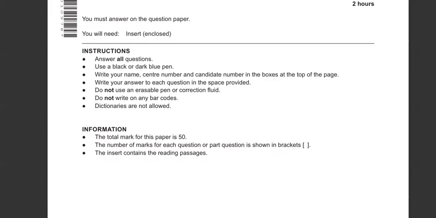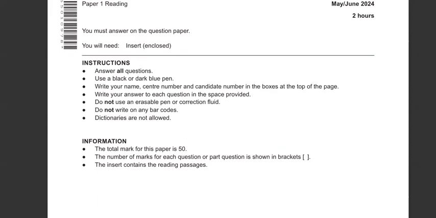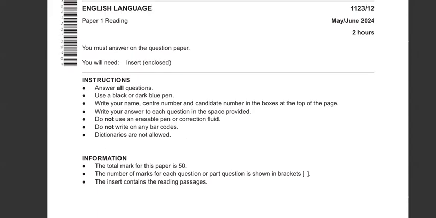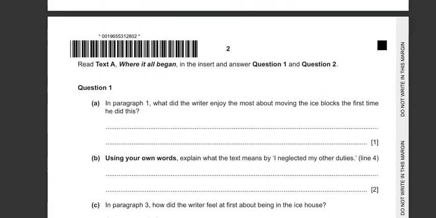The insert contains the reading passages. So that means that the question paper is a different document and the insert is a different document. But as soon as you are done with the paper and you are going to submit it to your invigilator, wherever you are sitting for your exam, you have to submit the insert alongside your paper. Now let's move on to the questions.